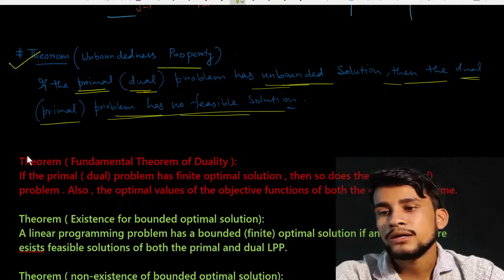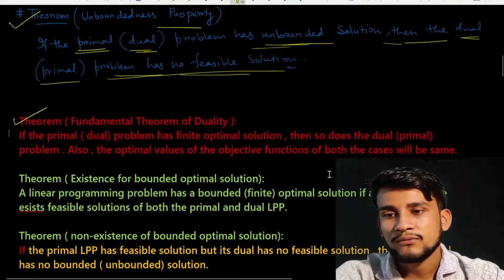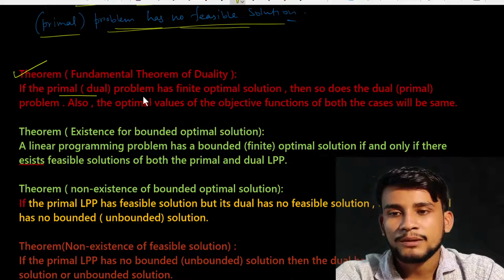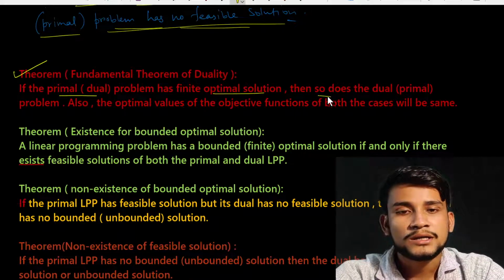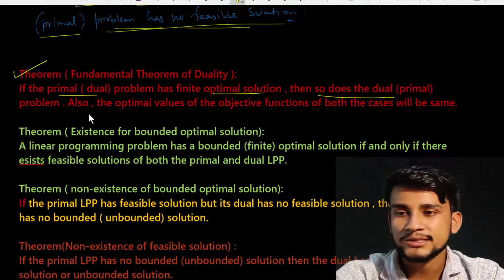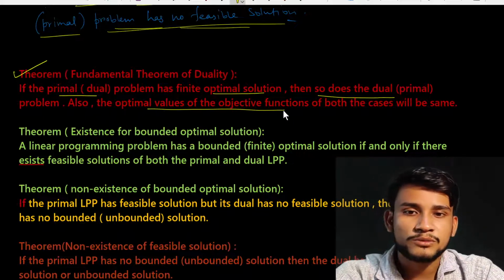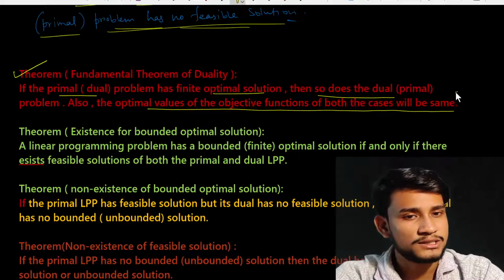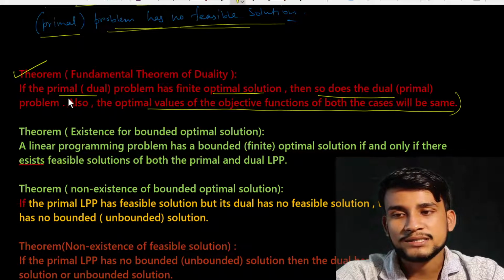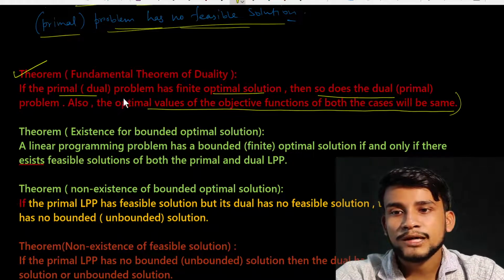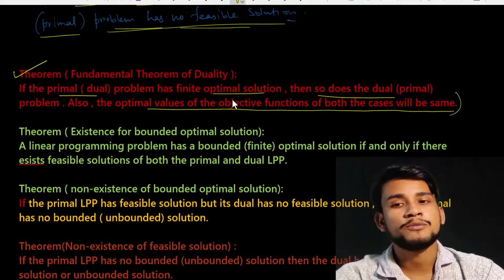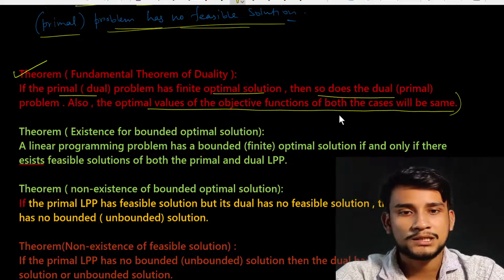Now let us come to another important theorem, which is the fundamental theorem of duality. If the primal problem has a finite optimal solution, then so does the dual. That means the dual problem also has a finite optimal solution. Also, the optimal values of the objective functions are the same in both cases. The vice versa case may also occur: if the dual problem has a finite optimal solution, then the primal does too, and the optimal values of the objective functions in both cases are the same.